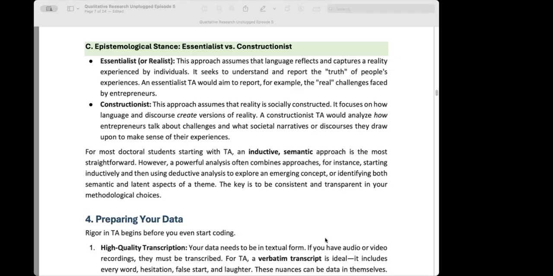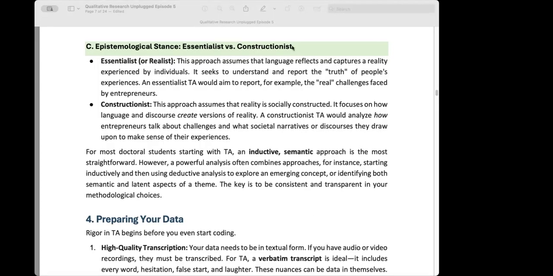Not always. The absolute key, always, is to be consistent within your chosen approach for a given analysis and, crucially, to be transparent in your methodological choices. You absolutely must explicitly state which approaches you're taking in your methodology section, inductive or deductive, semantic or latent, essentialist or constructionist, and justify your decisions, because these choices directly influence your interpretations and the nature of the conclusions you can draw.